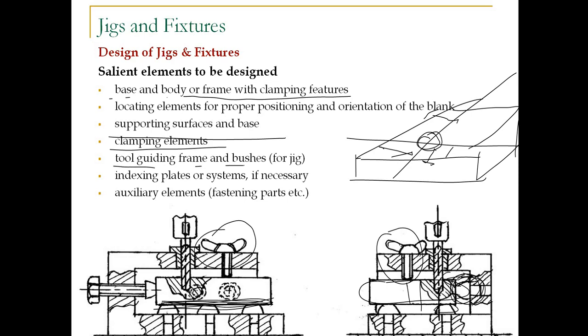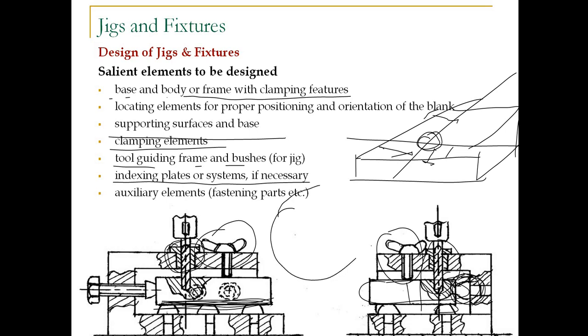If there are operations like reaming, drilling or boring, the tool has to be guided in a proper manner. For that, a jig or jig bush can be provided, so that the drill tool, boring tool or reamer will not deviate from its axis. The next thing is indexing plates or systems, if necessary only.